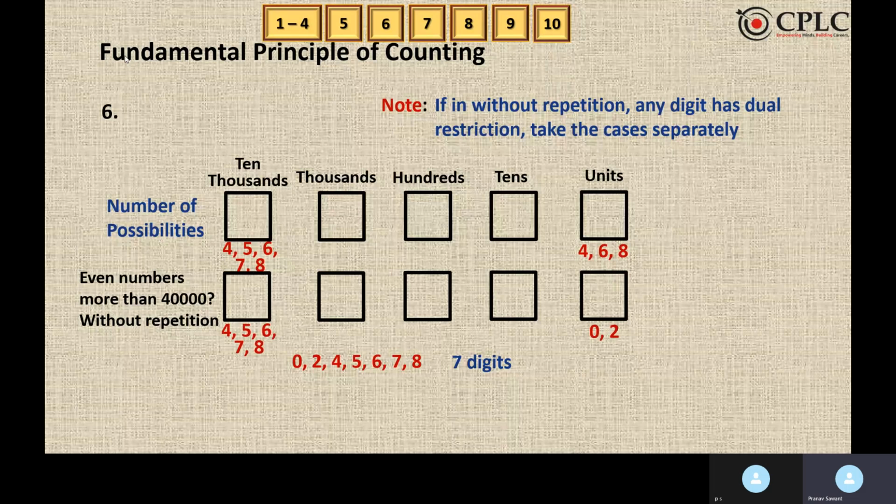This is the only difference between repetition allowed and repetition not allowed. You just have to take the dual restriction cases separately. If you figure this out, then you can definitely get the question. Now, we will solve it.